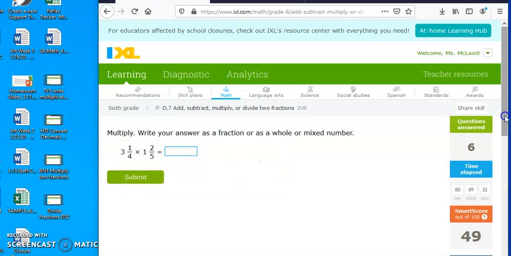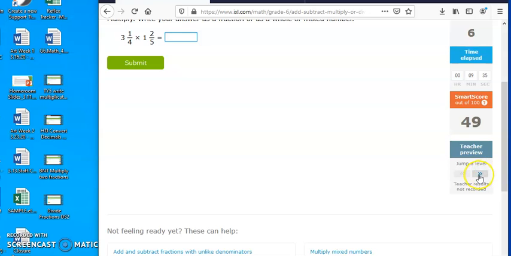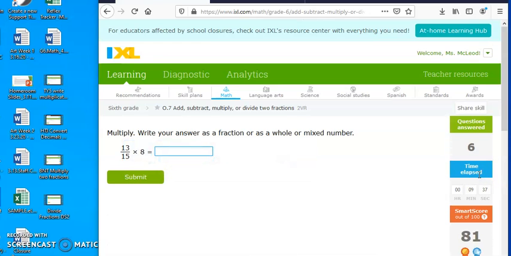All right, and we're going to jump to a higher level, and we're going to do one more problem here. We're going to multiply these two numbers, and we discussed how this works a little bit earlier. You can't multiply 13 over 15 times 8 because 8 needs to be turned into a fraction. So I'm going to write it out, 13 over 15 times 8 over 1. So again, whenever you have a whole number, turn it into a fraction by placing it over 1 and making your denominator 1.